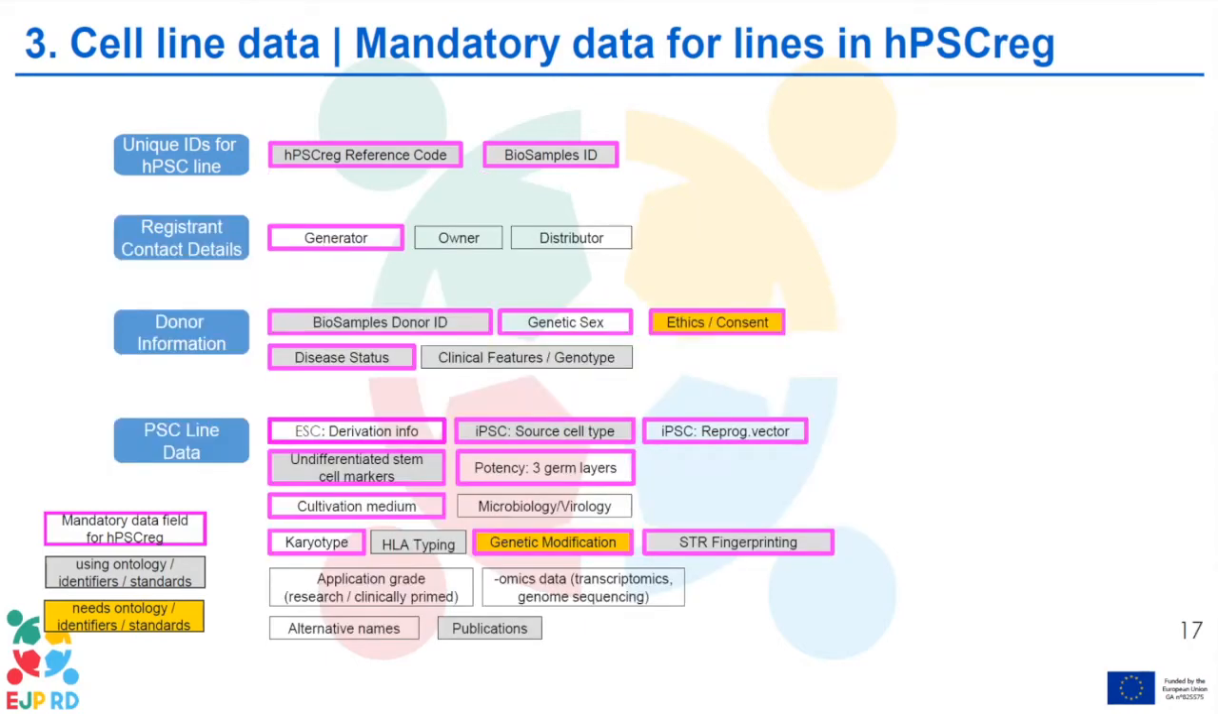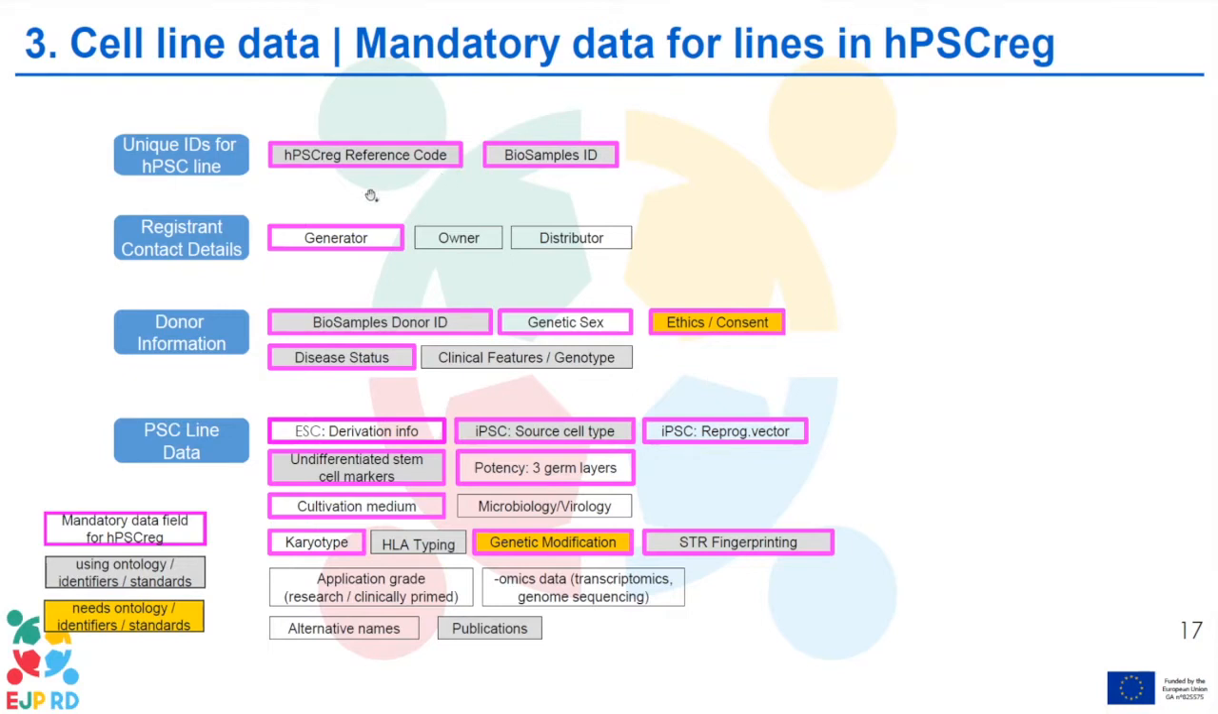Okay, so in this slide, these are all the fields that we collect for the registration of a cell line. The fields that are outlined in this pink color are currently mandatory fields, and this means that these fields must be filled before your cell line data becomes public on hPSCreg.